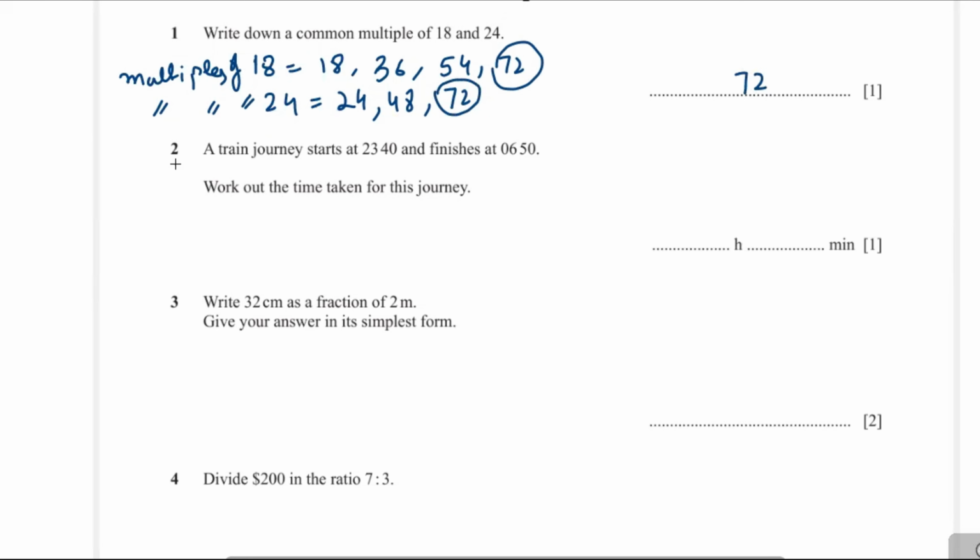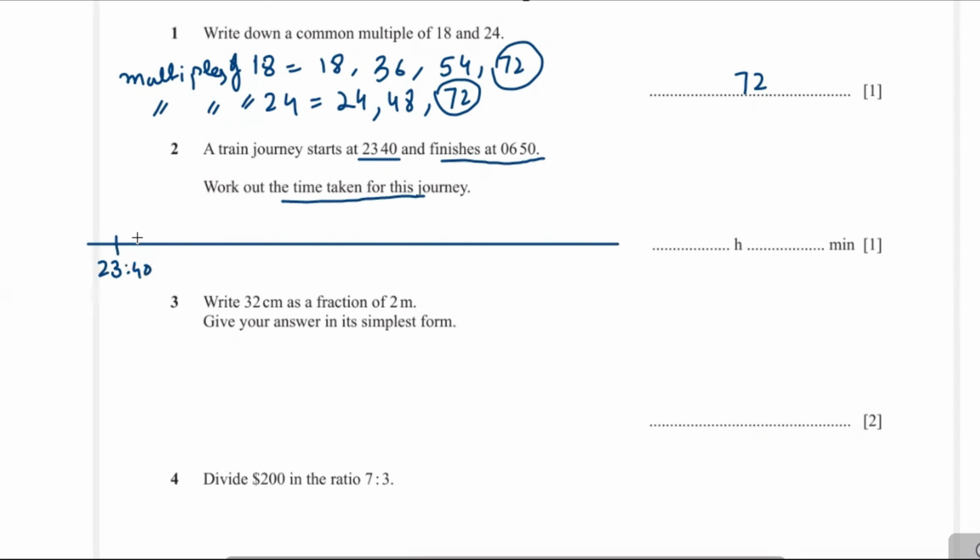Next, question number 2: a train journey starts at 23:40 and finishes at 6:50. Work out the time taken for this journey. Now we can find the time taken by a directed line, and we mention the times on this line. This is the time 23:40, and after 20 minutes, plus 20 minutes, the time becomes 00:00, and you see here it finished at 6:50. Suppose this is the 6 hours, and next is the 6:50 time.